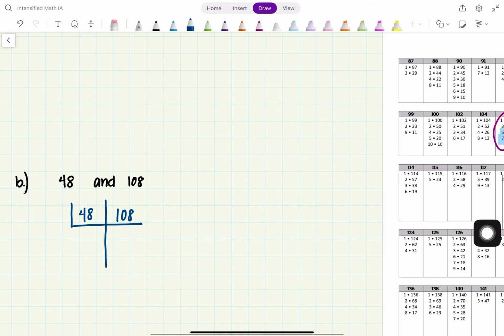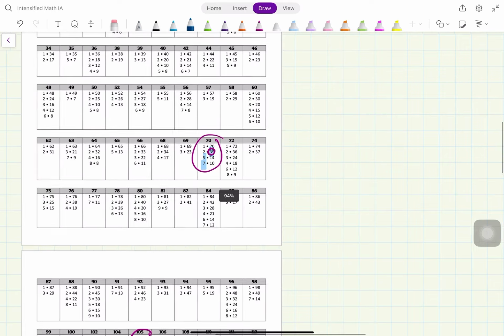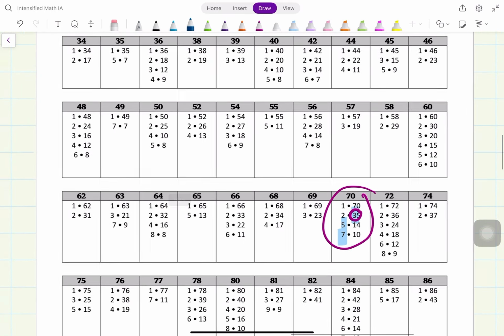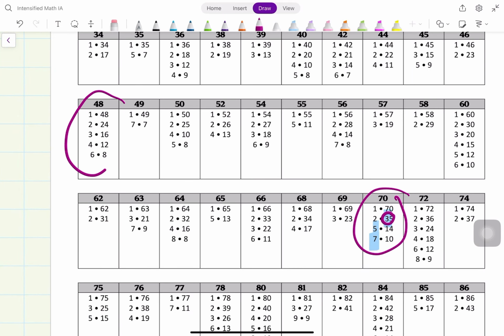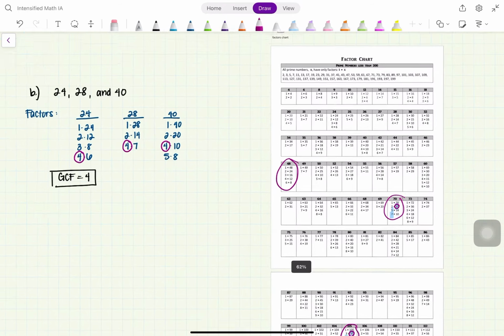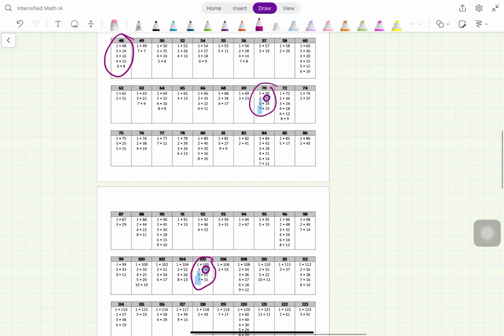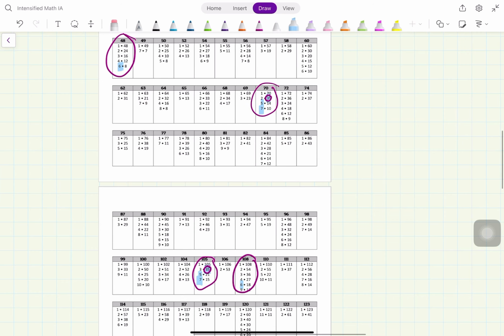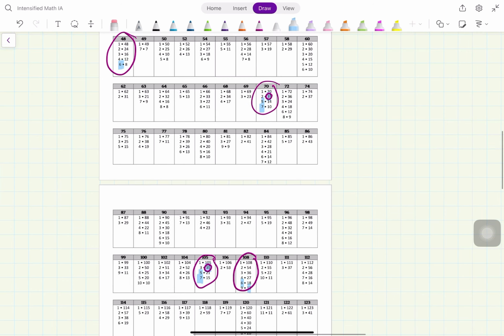I have 48. Right here. And those are all of our factors. And the other number in this case, guys, is 108. 108 is here, right? Now, if I check at that, it seems like the biggest number they might have in common is the 6. Might be 6. Oh, no, I lie. It's 12. Look at that. 12 is there.